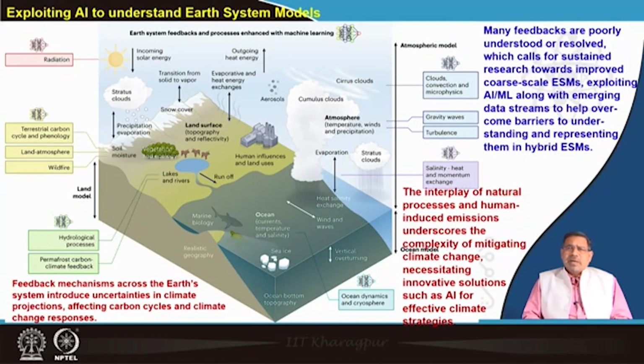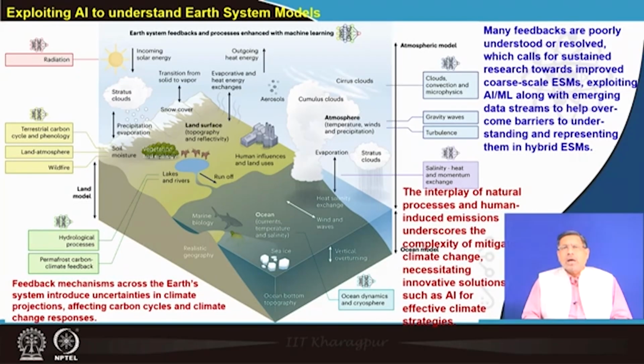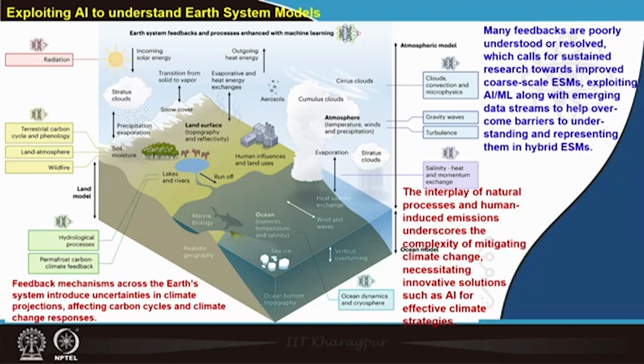Now many feedbacks are poorly understood and unresolved. The feedbacks are very poorly understood, many of them, because of non-utilization of AI and machine learning in terms of heavy data processing. That means this calls for sustained research towards improved coarse-scale Earth system models that explain the utility of AI and machine learning, along with emerging data streams, to help overcome the barriers to understanding and representing them in hybrid Earth system models.